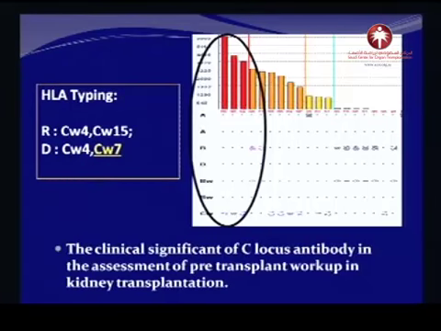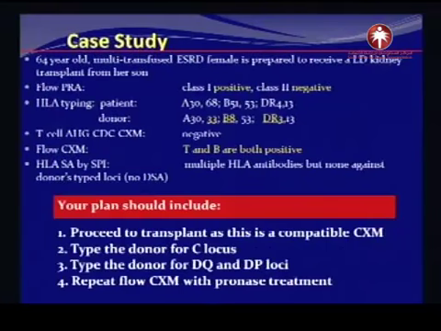Yes, sir. If you allow me, I can rephrase as I understand the question. Although I'm in support of the C locus, if the class 1 and class 2 are negative, maybe at that time doing the flow cross-match with pronase will be of help. Without this, if we have T and B flow cross-match positivity on the background of negative class 1 and class 2 PRA, I think doing the flow cross-match with pronase will clarify the positivity. Fadi, agree? Okay, sure. Thank you, Abdul Nasser. Any other comments?